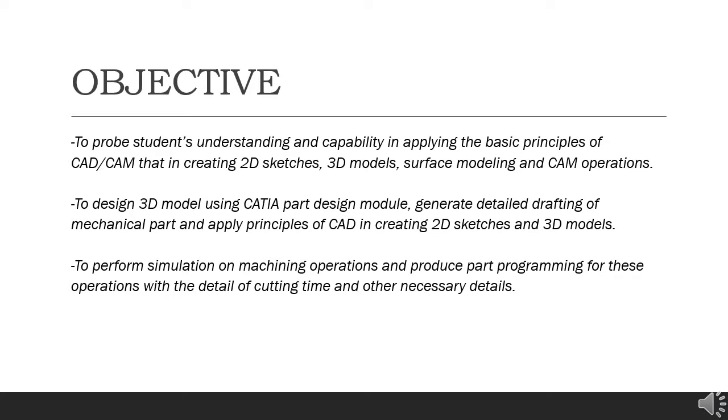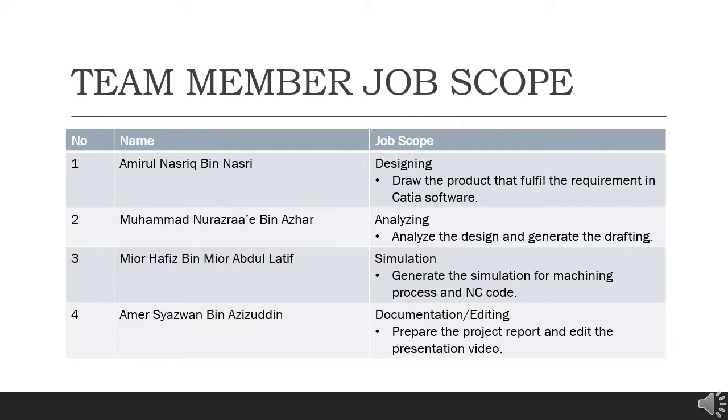For the team member job scope, AMIRUL NASRI will focus on designing, which means he needs to draw the product that fulfills the requirements in CATIA software, while Muhammad NURAZRA'E will focus on analyzing the design and generating the drafting. After that, Mior Hafiz will work on the simulation, which is to generate the simulation for the machining process and NC code. Finally, SYAZWAN will take responsibility for the documentation and editing. He will prepare the project report and edit the presentation video.